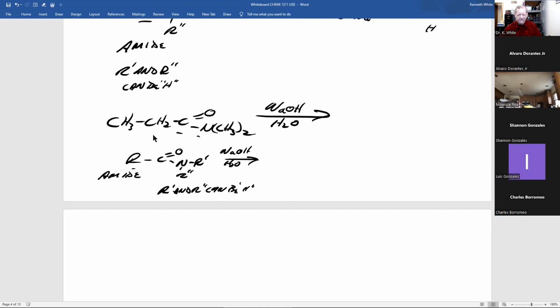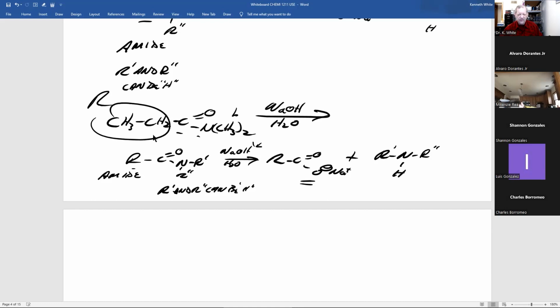Base, some water, and you get not the carboxylic acid you would have used to make that amide, but since you're in base, you get the carboxylate anion, but you do get the amine you would have used to make that. What's R? This. What's R prime and R double prime? Methyls. Therefore, this carbonyl becomes this carbonyl. What's attached to it, R, is still attached.